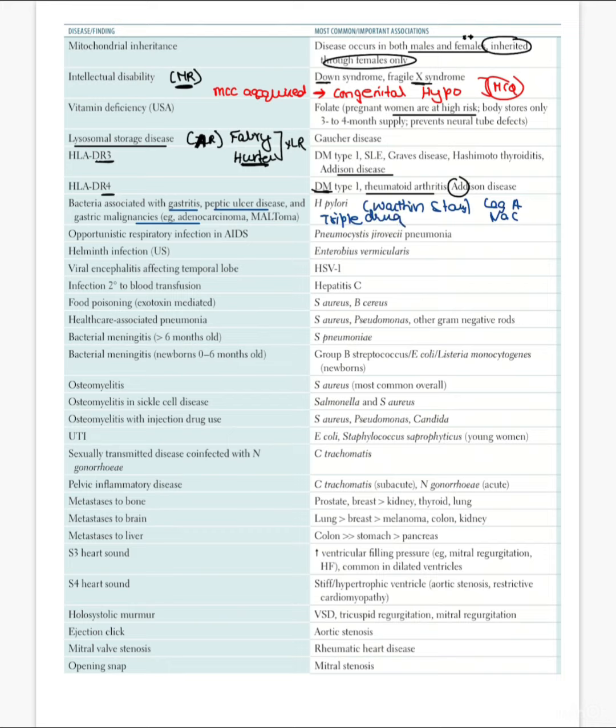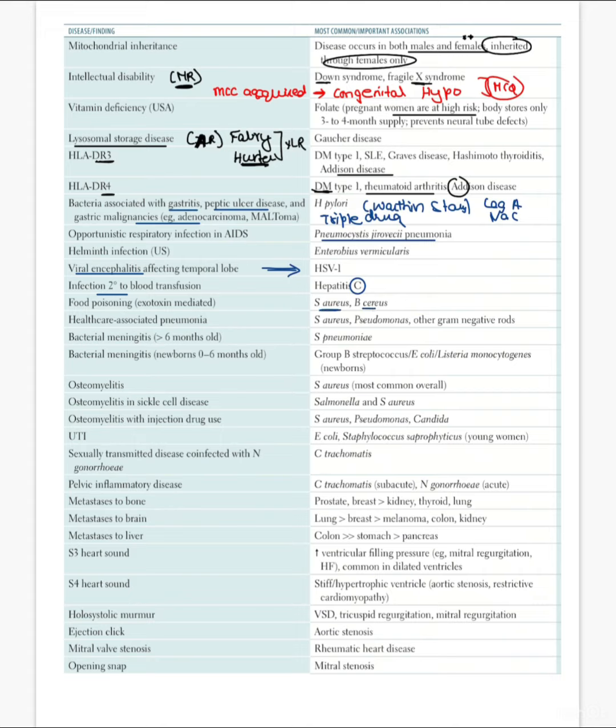Then opportunistic respiratory infection in AIDS, guys, already discussed. PJP, Pneumocystis jirovecii pneumonia. Helminth infection, guys, not so important. Viral encephalitis affecting the temporal lobe, that is herpes simplex. And if it causes meningitis, that is known as Mollaret meningitis. Secondary to blood transfusion, guys, you can have hepatitis B infection, syphilis and other things, so we need to screen it before we transfuse the blood.